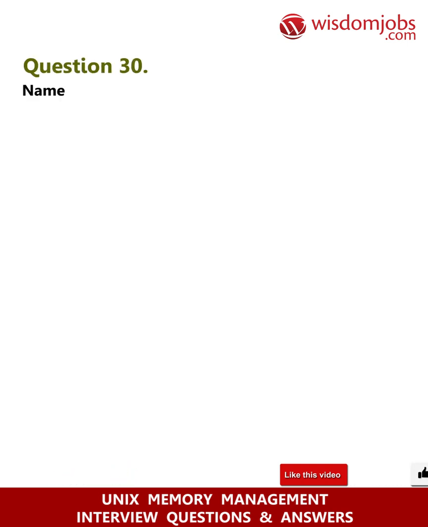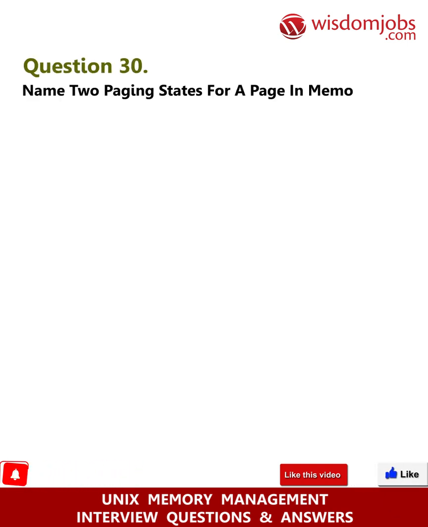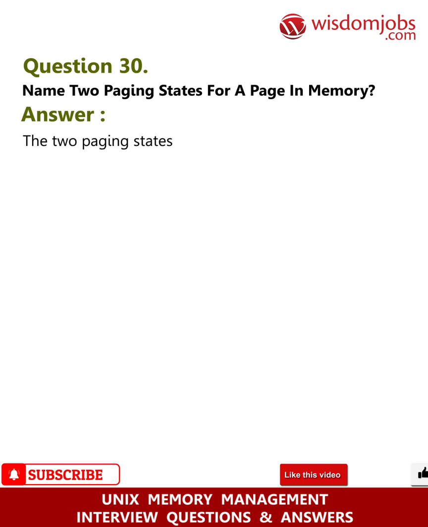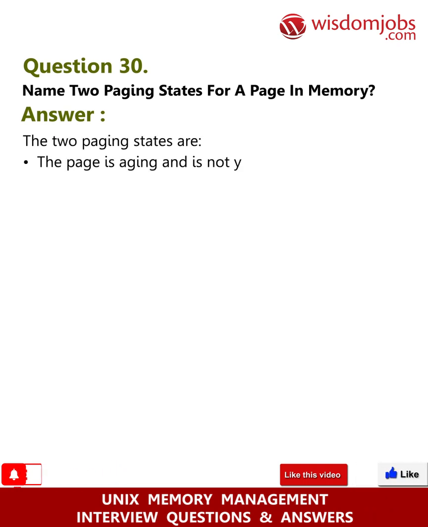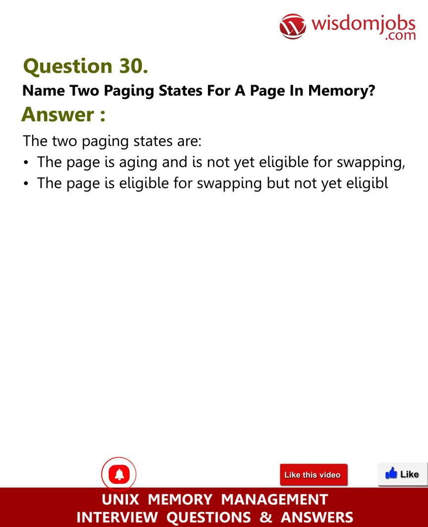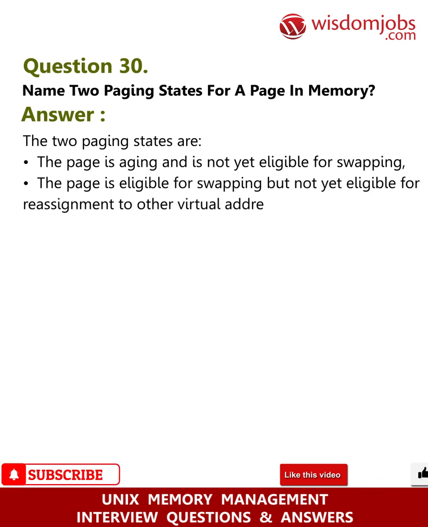Question 30. Name 2 paging states for a page in memory. Answer. The 2 paging states are: the page is aging and is not yet eligible for swapping. The page is eligible for swapping but not yet eligible for reassignment to other virtual address space.